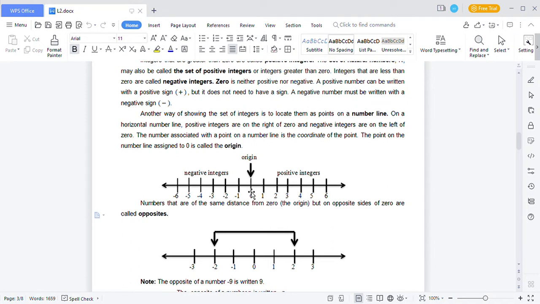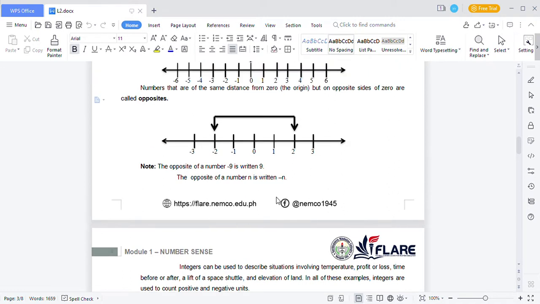Okay, what is the opposite of 4? That is negative 4. How about the opposite of 5? How about the opposite of negative 6? Uy, the opposite of negative 6 is positive 6. Okay. So let's proceed. So we have here again, no? This 2 here, the opposite of 2 is negative 2. So again, the opposite of a number negative 9 is written 9. The opposite of number n is written negative n.